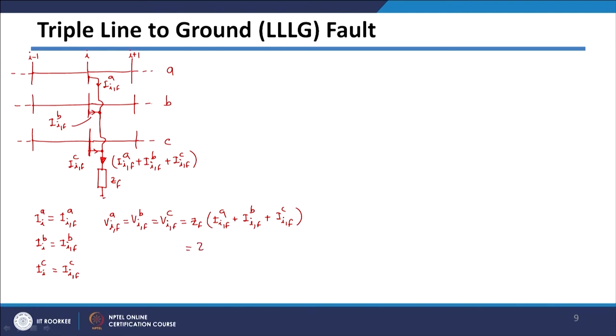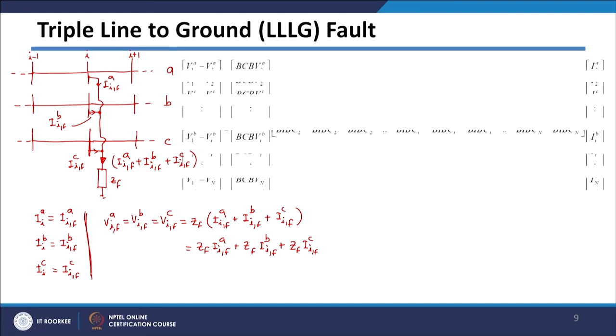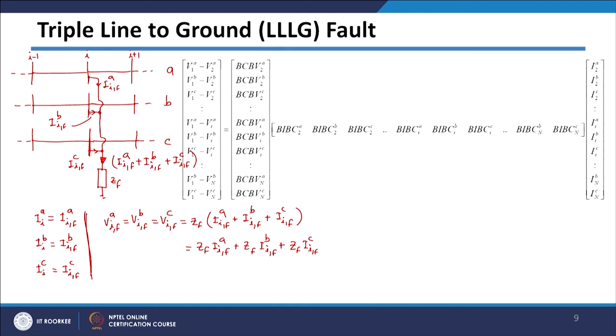So that will be equal to ZF into fault current in A phase plus ZF into fault current in B phase plus ZF into fault current in C phase. Okay. So we have got the terminal conditions, or boundary conditions, for this particular fault. Now we will try to fit these quantities into our general matrix of direct approach.